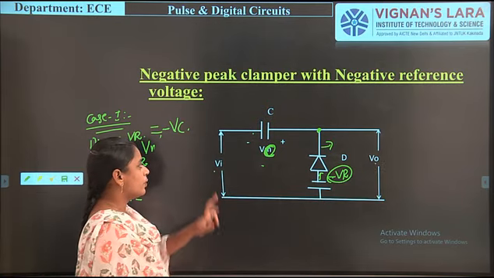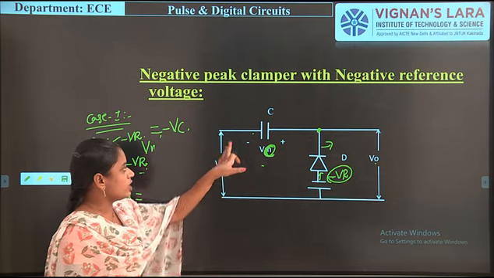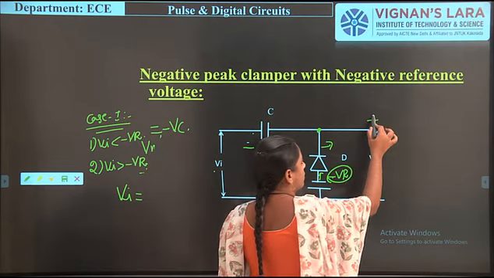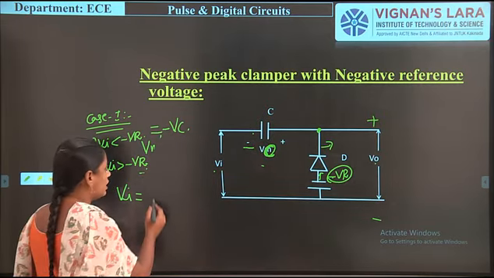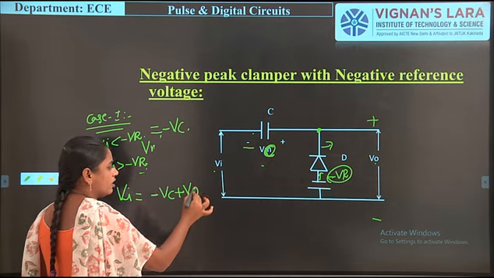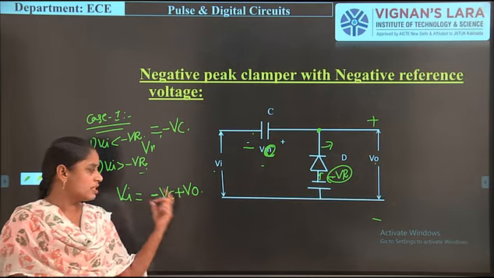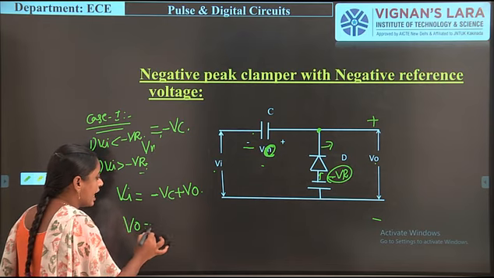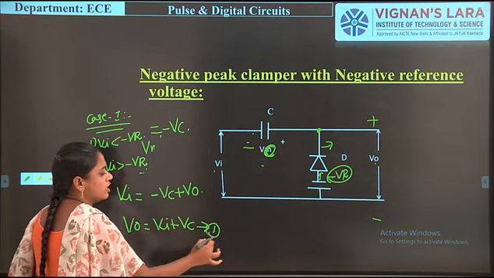The input is connected to the capacitor's negative terminal, and the output is taken across the positive and negative terminals. So Vi is equal to minus Vc plus V0. We have to find the value of V0 from this circuit, so V0 becomes Vi plus Vc. This is taken as equation number 1.